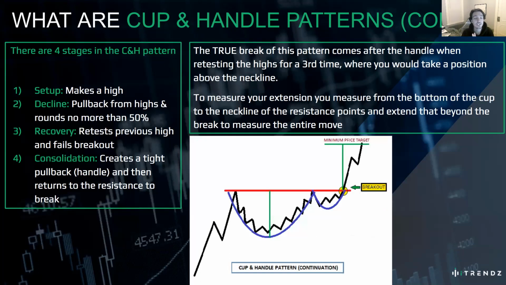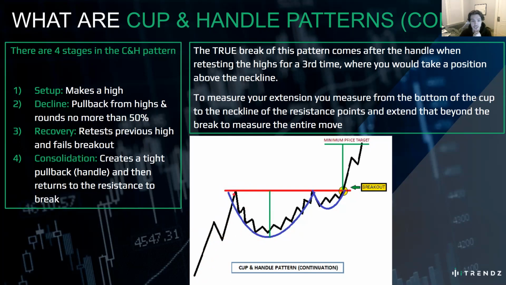There are 4 stages in the cup and handle pattern. Stage 1 is the setup. That's where it makes that high down here. Stage 2 is the decline, where it pulls back. That's this rounding right here from the highs. Now it's really important to note that it does not dip 50% below the most recent run up. As you can see right here, let's say this is a 100% run up in price, from the low down here to the top resistance that it had formed, 100%. This cup should not dip below 50% of that overall extension, which was 100%. So it should not be below 50% of the total extension here.